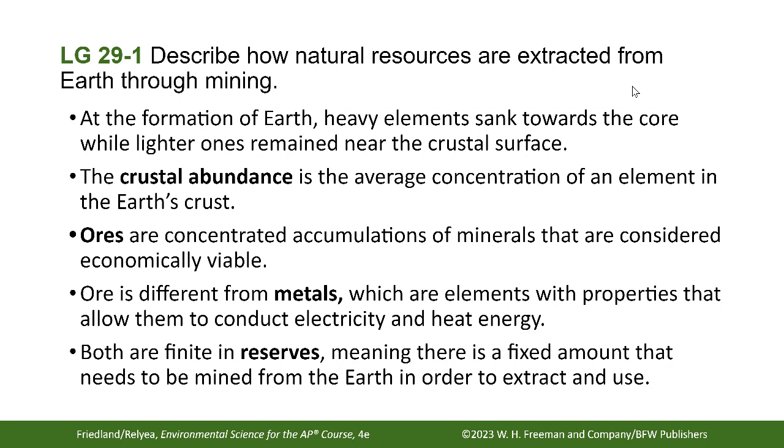So after the formation of Earth, heavy elements sink towards the core, lighter ones remain near the surface. Crustal abundance, we talked about that. Ore is different than metal. Both are in finite reserves, which means that there is a definite number of these things. They don't cycle back through naturally, or excuse me, they would if we didn't exist, but once we use them all, there's no more left.